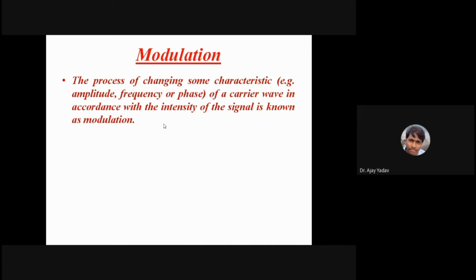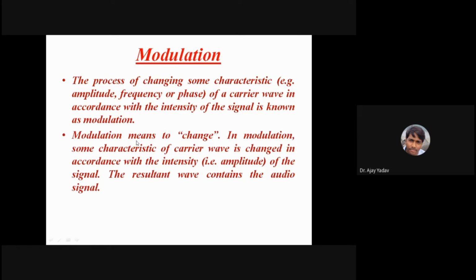This process where the carrier property changes as per the change in the data signal is called modulation, and this is what is used in the communication system. Modulation exactly means to change. In modulation, some properties of the carrier signal are changed in accordance with the change in the data signal. If the data signal amplitude is changing, then the carrier amplitude should change. If the data signal frequency is changing, then the carrier signal frequency should change. Depending on what property of the carrier you are changing, the modulation type will be different.